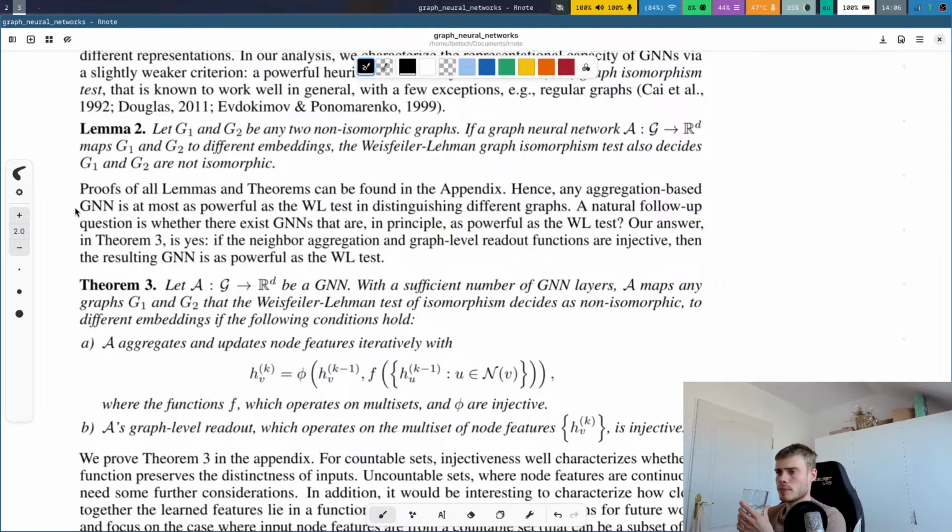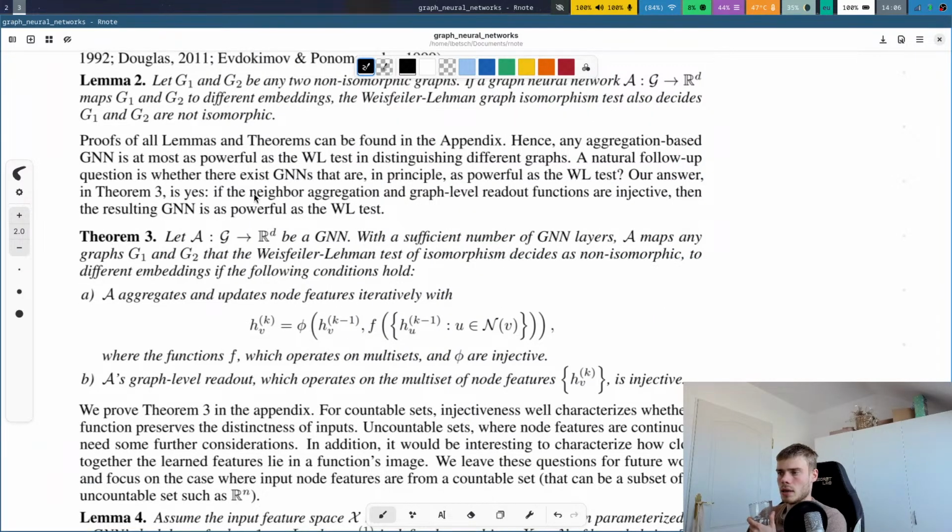Hence, any aggregation-based GNN is at most as powerful as the WL test in distinguishing different graphs. A natural follow-up question is whether there exist GNNs that are in principle as powerful as the WL test. Our answer in theorem 3 is yes. If the neighbor aggregation and graph-level readout functions are injective, then the resulting GNN is as powerful as the WL test.